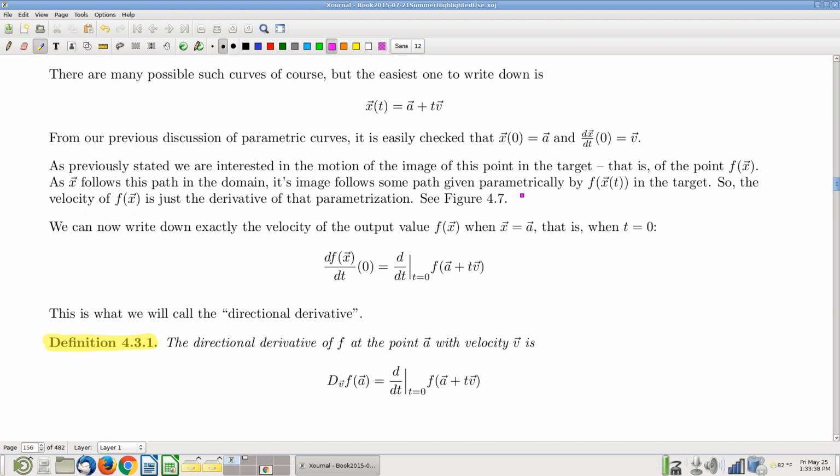And this makes our definition. I'm going to talk about the terminology in a moment, but this is the first idea that we're going to have on multivariable derivatives. The first real multivariable derivative. A plus tv is my straight line in the domain. Plug it into f to get the corresponding parametric curve in the target. Take the derivative to get the corresponding velocity. Okay. All right. So the terminology here, this is called a directional derivative.